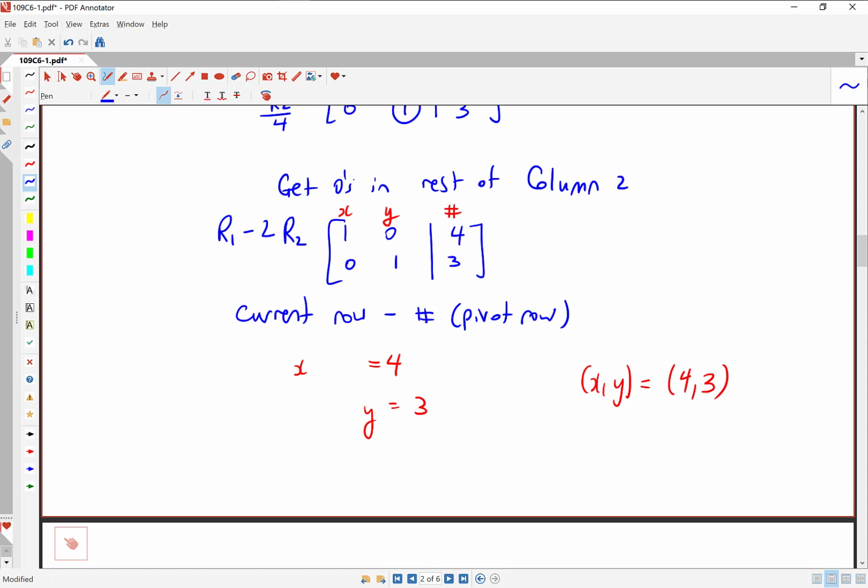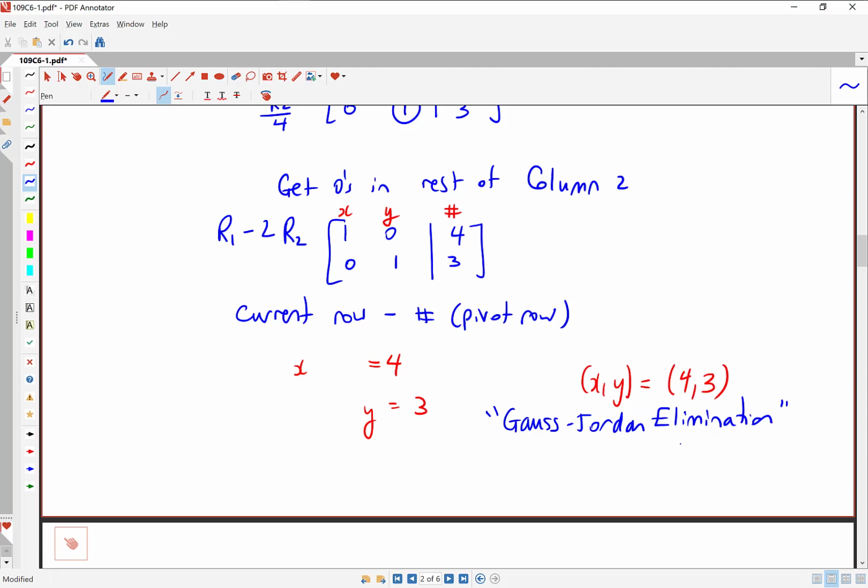And this process that we went through of getting a 1 and then getting zeros in the rest of that column, that process has a specific name. It's called Gauss-Jordan Elimination. So when you're doing your suggested homework, the question will say something like, solve using Gauss-Jordan elimination. And then you'll know that means, okay, write up the system in terms of a matrix and then do these sorts of row operations.